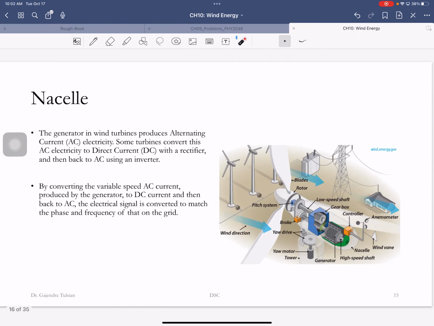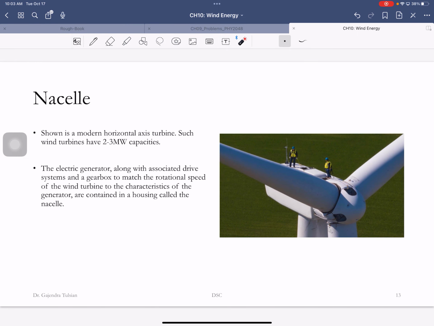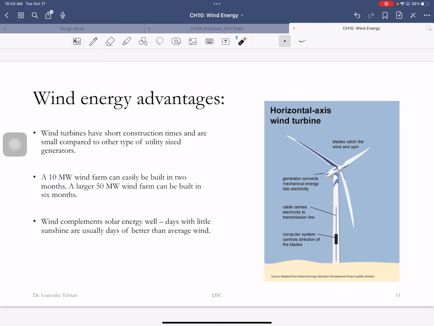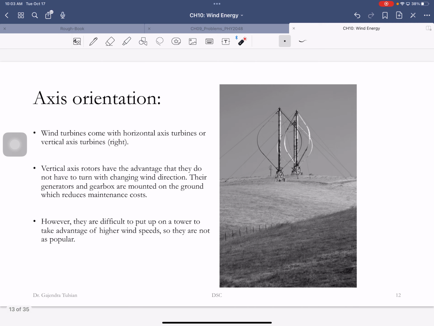Now, if you have a horizontal axis windmill like this, you can make a tall tower and construct a windmill like that. If you have a vertical axis windmill, it's hard to put this on a tall tower. So that's why you don't see windmills like this a lot of them. You want your windmill to be on a high tower.